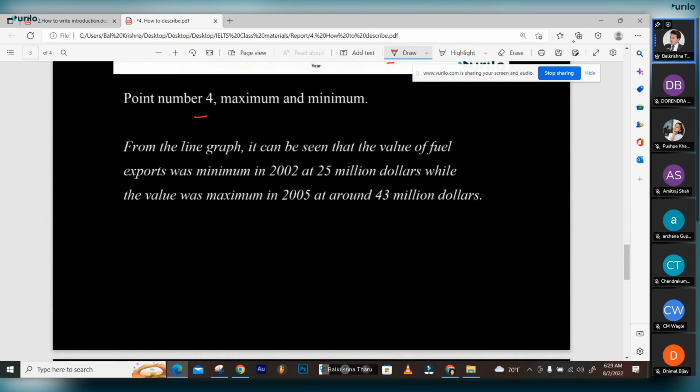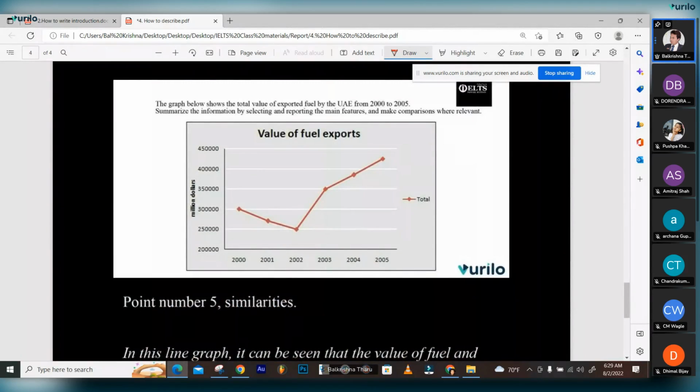Point number 4, maximum and minimum. Here you can see, this is your maximum, and this is your minimum. Maximum, minimum value.